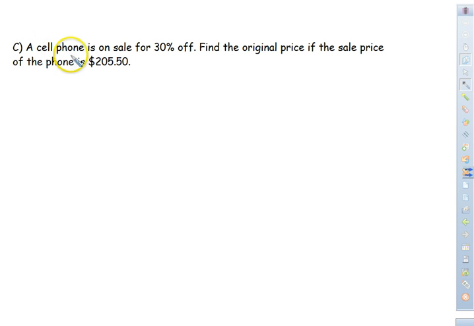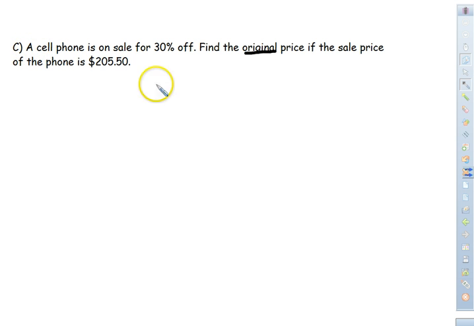All right, now a cell phone is on sale for 30% off. Find the original price if the sale price of the phone is $205.50. Go ahead and hit pause. Again, remember you are trying to find the original price.